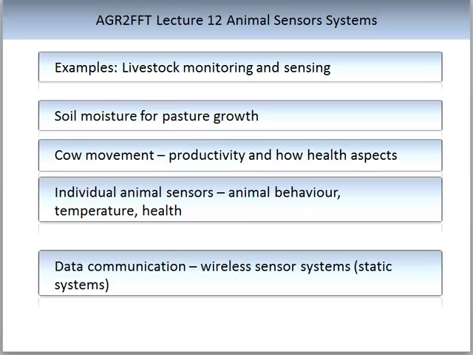They are usually what we refer to as static systems. That means the sensor does not move. Of course, when an individual animal is being sensed, this sensor will be moving all the time, and this is more of a dynamic system.